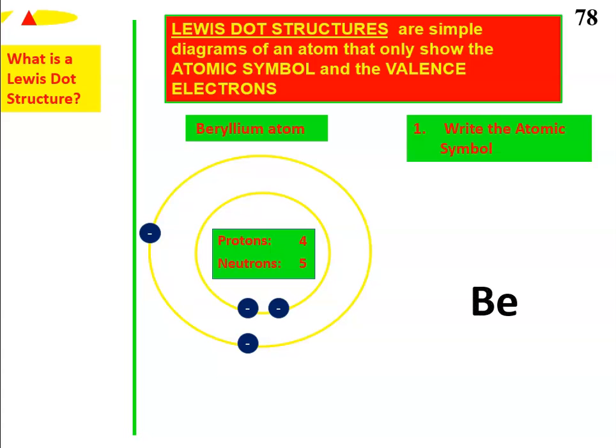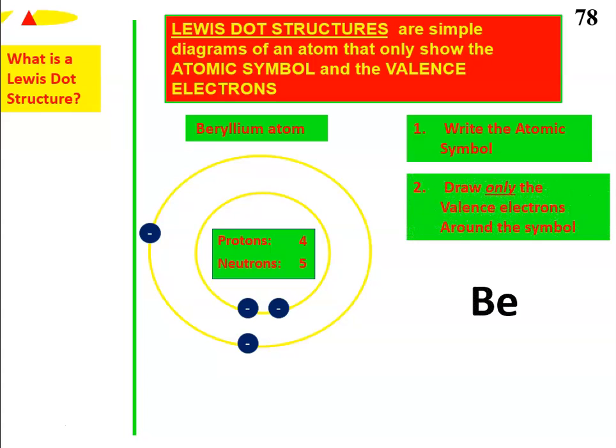For beryllium, it's Be. The second thing you do is draw only the valence electrons around the symbol. We don't care about those two core electrons in the first orbital there. We're only interested in the outer orbitals, or the outer electrons, because they're the ones that form chemical bonds with other atoms. So we're going to go ahead and place this one here, and that's it. That's the Lewis dot structure for beryllium.